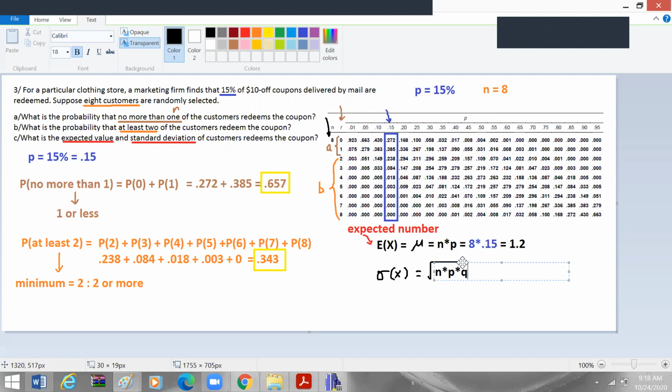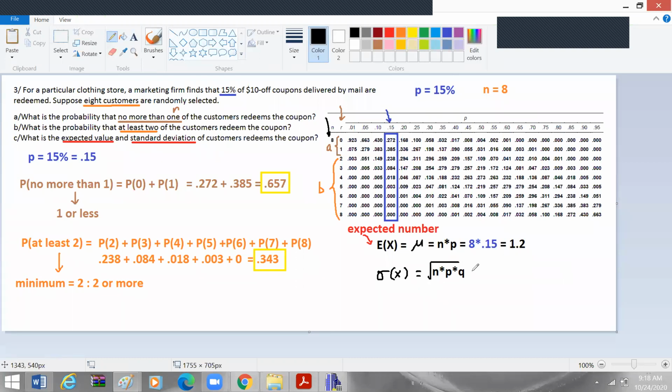Okay, so what is the n? What is the p? The n is 8, and the p equals 0.15. So we need to look for the q. If we have 15% of people who got their $10 coupon delivered and redeemed, that means 85% of people do not get the coupon delivered or redeem. The q is the probability of failure, the opposite of p, or the complement. The complement is a little easier term to understand. So that'll be 1 minus p, which is 1 minus 0.15.